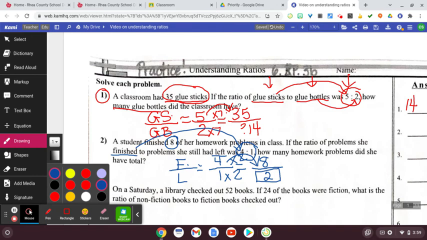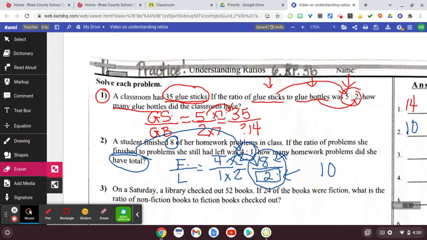The question says, how many homework problems did she have total? So if she had 8 finished and 2 unfinished, how many total problems is that? In this, we have to actually add these two together to give us 10 problems, which is our answer. So very similar to the first one, finding an equivalent ratio, but then we have to find what each of these two actually mean.